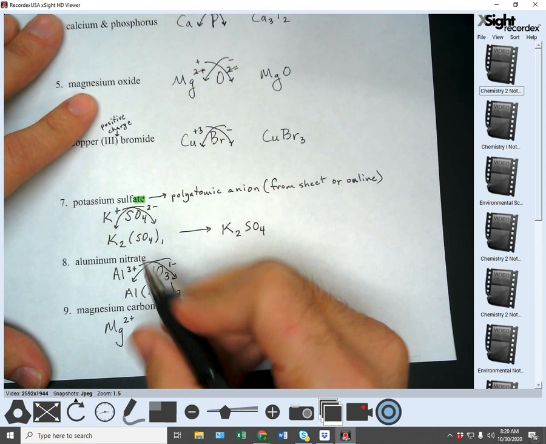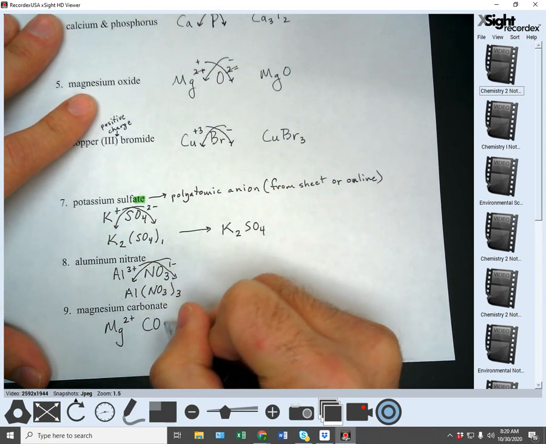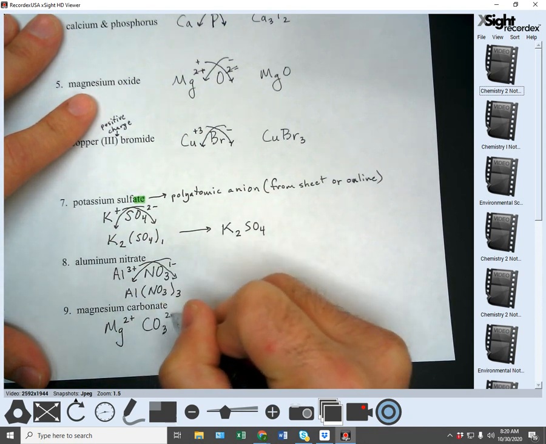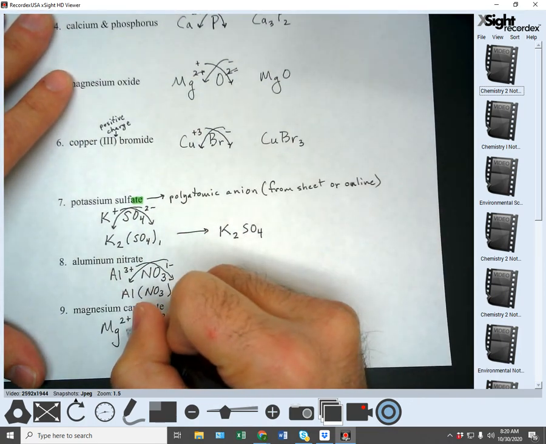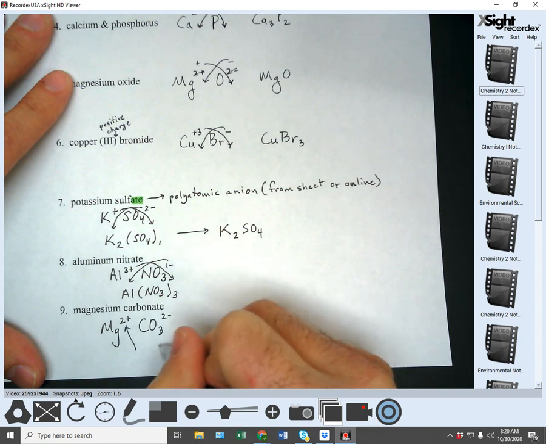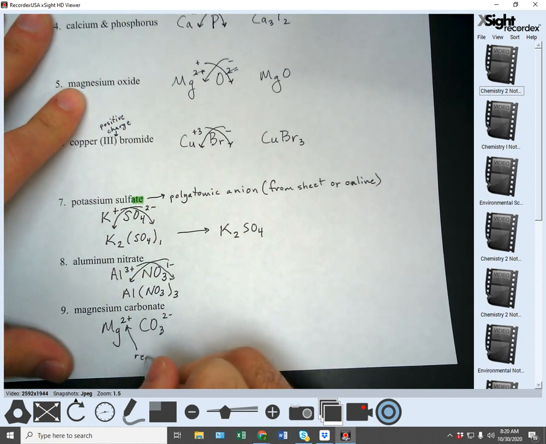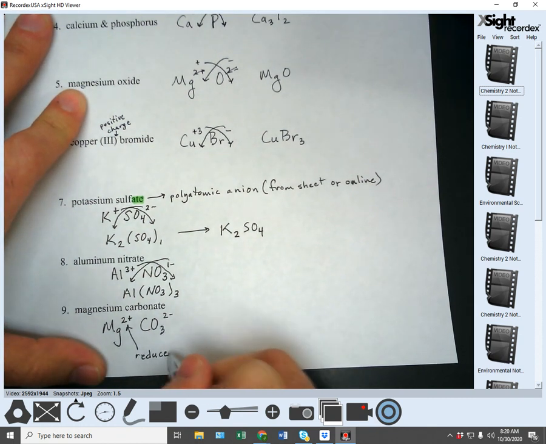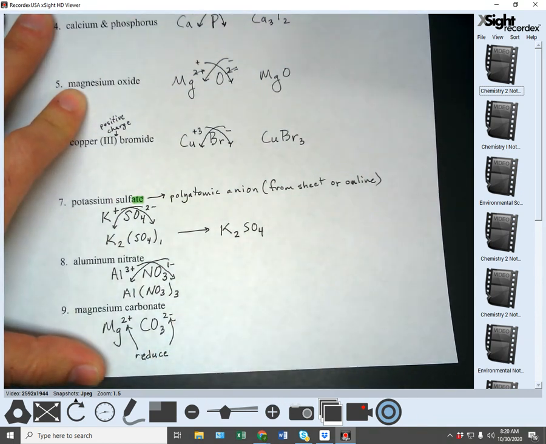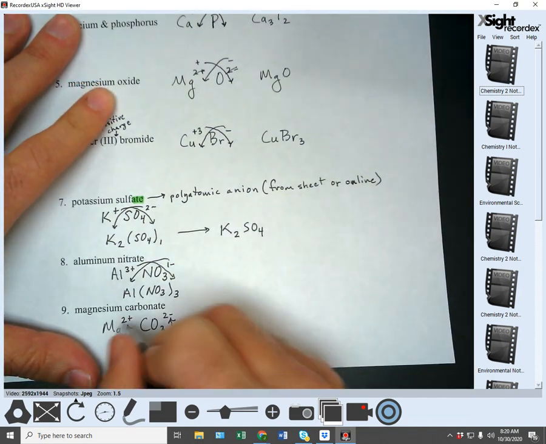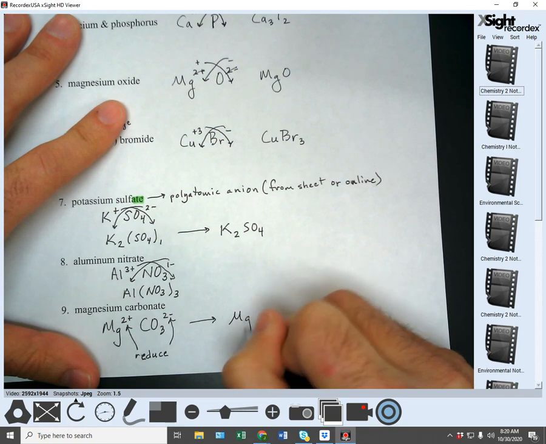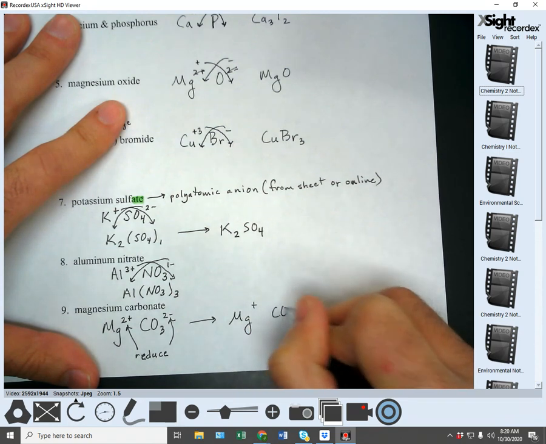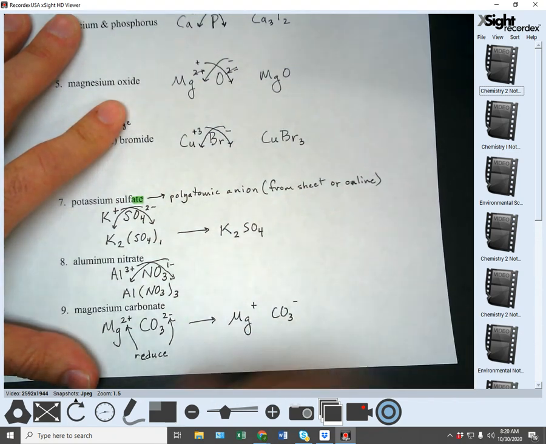Carbonate, again, a polyatomic. I'll give it to you as CO3 2 negative. Now, just like the others for ionics, you check your charges. We can reduce these as we're doing it. So it reduces to 1 and 1. So we've got Mg plus 1, CO3 negative 1.